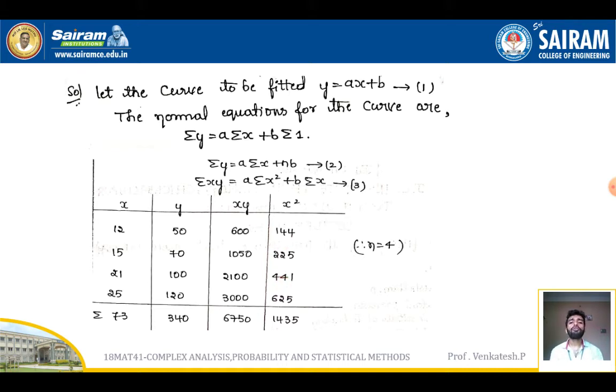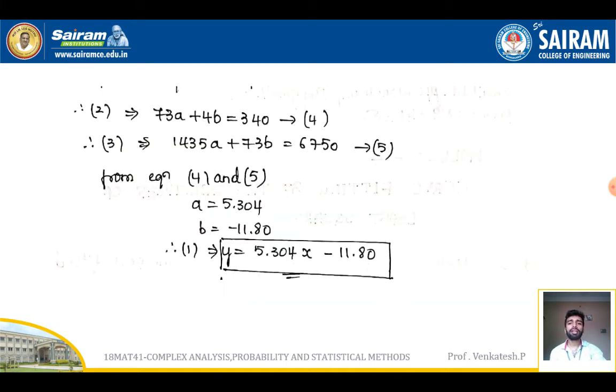So now finding the summations of all these values. Summation x is 73, summation y is 340, summation xy is 6750, summation x square is 1435. Since here the 4 data are there, I'll be taking n is equal to 4. So now incorporate all this data in the normal equations. So I'll be getting the normal equations like 73a plus 4b is equal to 340. Call this as equation number 4. 1435a plus 73b is equal to 6750. Call this one as equation number 5.